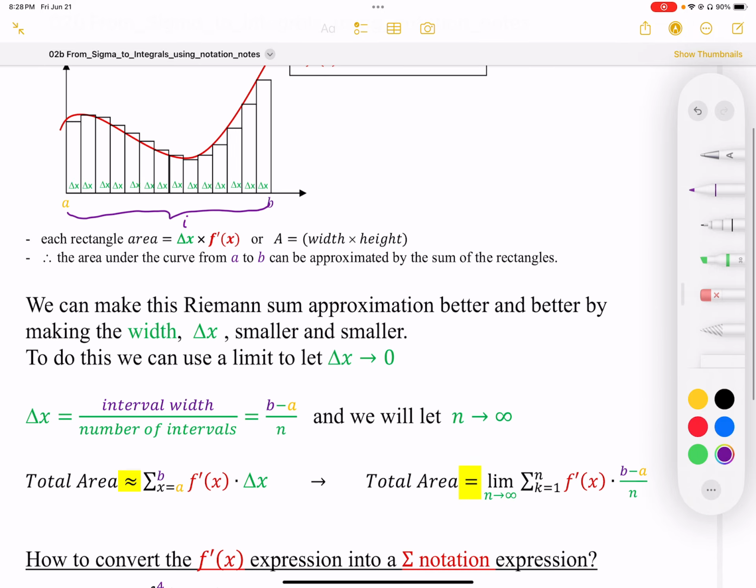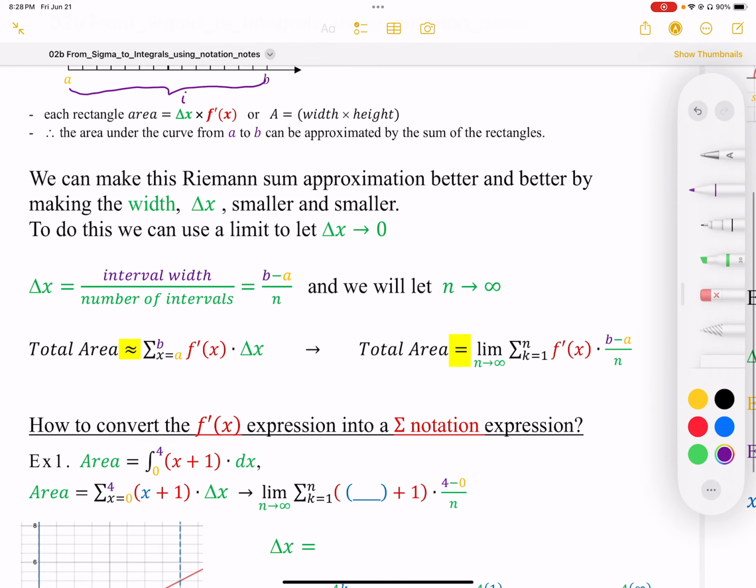So we take a look here. We have the interval width in purple, which is b minus a, the end minus the starting value. And if we divide it by the number of intervals that we have, which is n, we're going to get each of the delta x's. And to make the delta x smaller, we just have more and more n's. And essentially, we're just going to let the n go to infinity, which lets our delta x go infinitely thin, and that allows us to calculate the exact area.